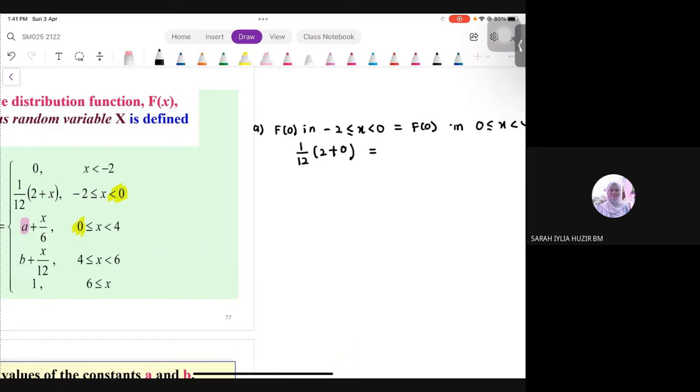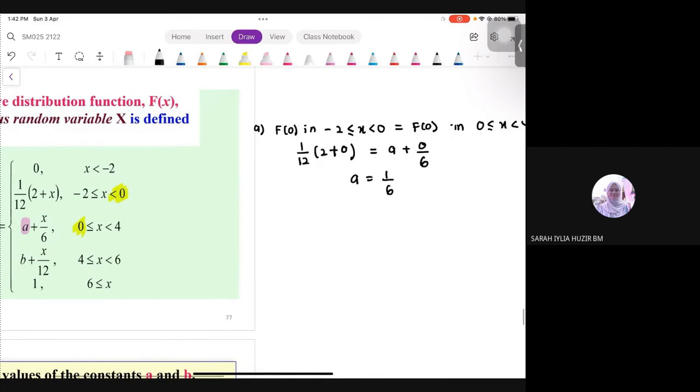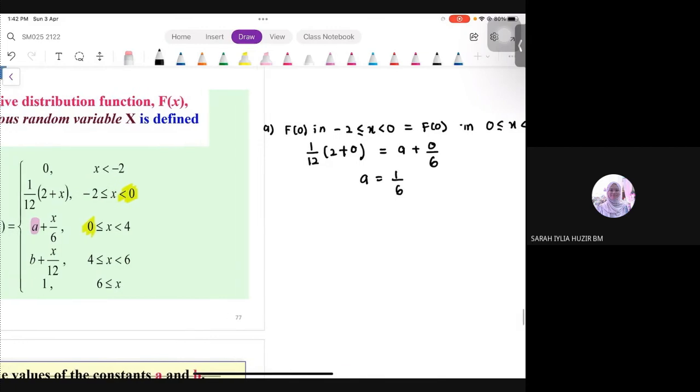F0 kat dalam range yang ke bawah tu kita akan dapat A plus 0/6. Simplify this up, kita terus dapat A is actually 1/6. Simple. Macam tu je. Sebab dia continuous. Okay, next kita nak cari B.